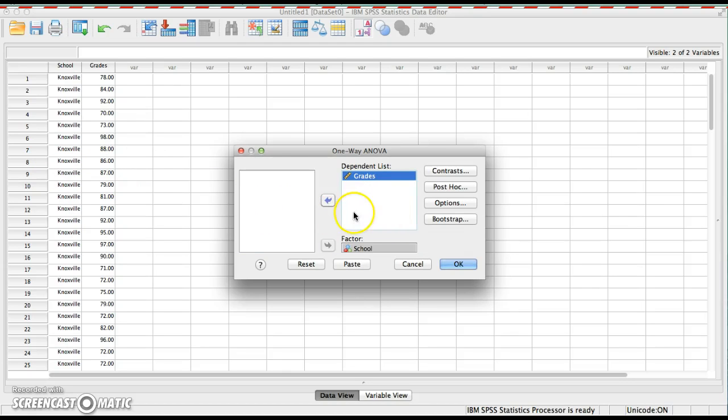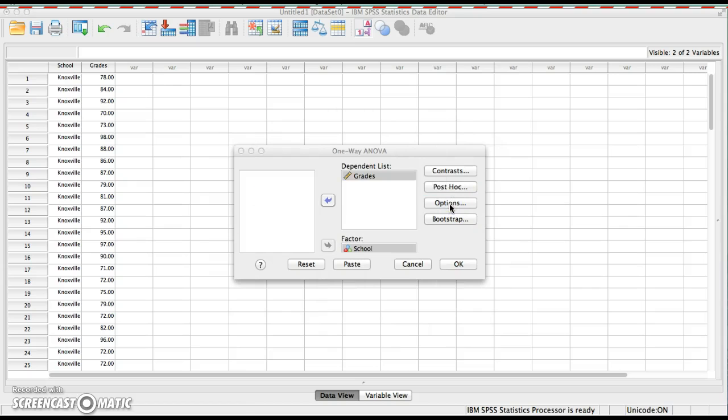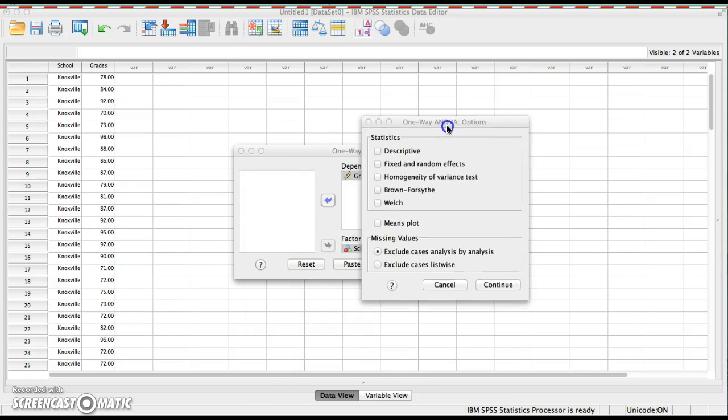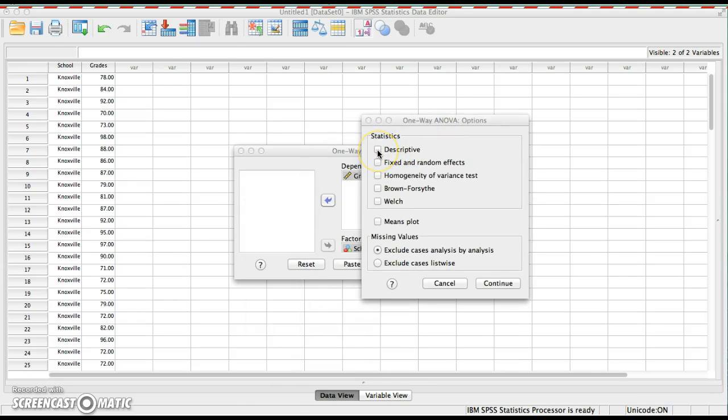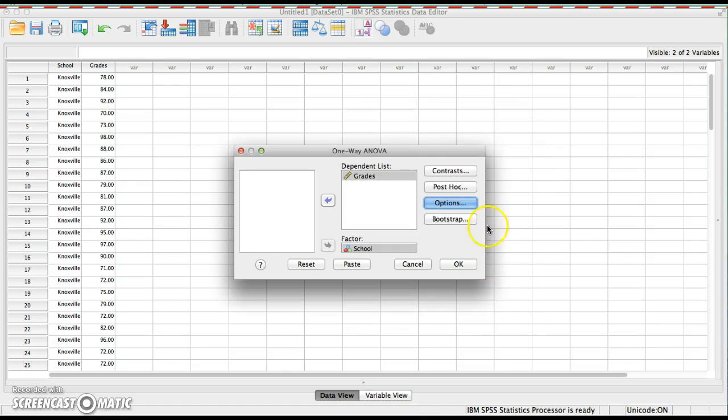Now, a couple different things when you run this test than other tests is that first you have to go into options and ask for descriptive statistics. It won't automatically give you things like mean and standard deviation, but we're going to turn that on and say, give us descriptive statistics. And the other thing is your post hoc test.